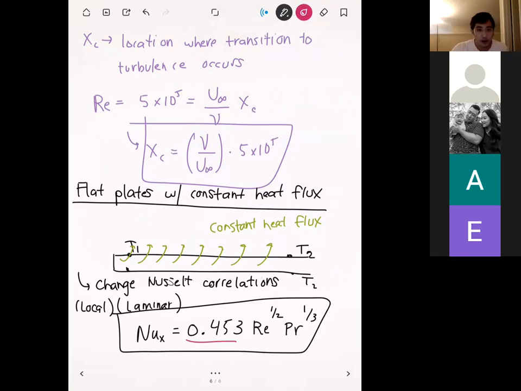So for cases with constant heat flux, you're going to have a slightly higher h than if you have, let's say, the exact same flow conditions, the exact same velocities and exact same Reynolds number. If you can assume that your surface is at a constant heat flux, you're going to end up with a higher h bar, just because of this number out in front right here.